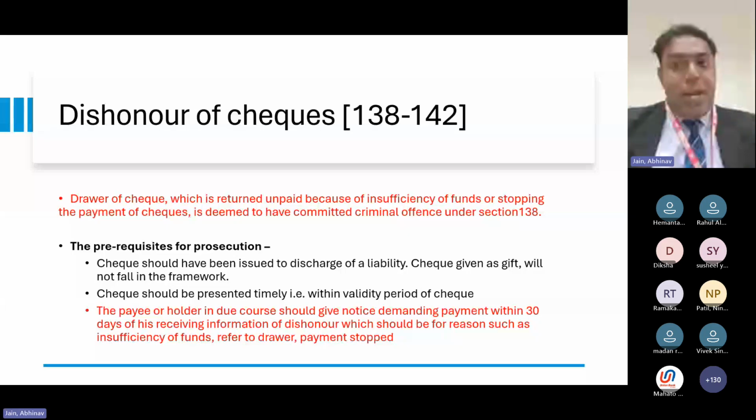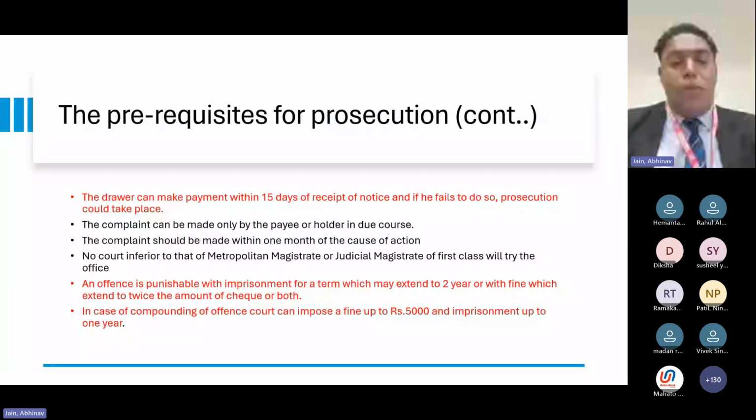Now, some other prerequisites: the drawer can make payment within 15 days of receipt of notice. Let's say I am the drawer and I got the notice within 30 days. We would be going for section 138 if you don't fulfill the condition. I have 15 days from the receipt of notice to pay the fund and stop the prosecution against me. So if I pay within 15 days of the receipt of notice, prosecution can be stopped. This can be another important question from the point of view of the exam.